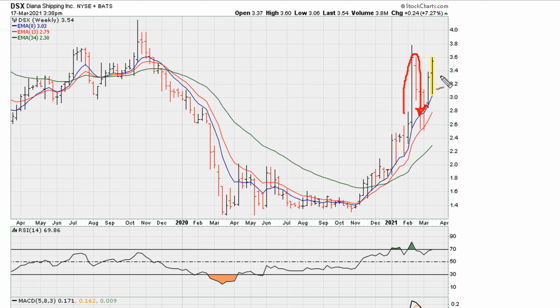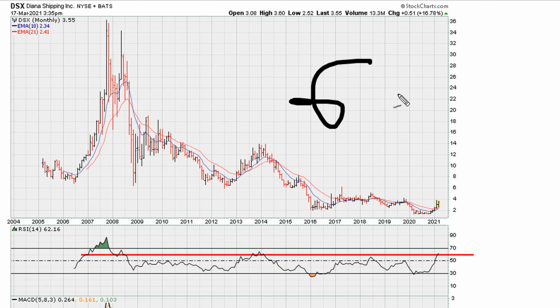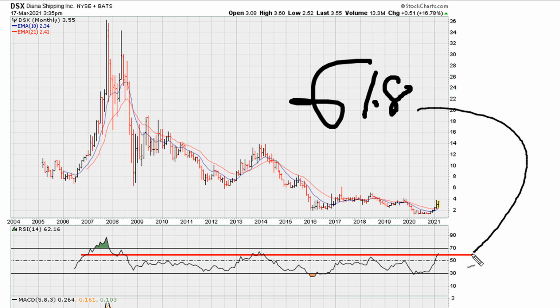So this is the weekly. We saw a pullback around 3.6, 3.8. So let's take a look at the long-term monthly chart. First, let me draw the 61.8 threshold area. So again, 61.8 is the red. We can see that there was a nice period where we held above 61.8, 2006, 2007.